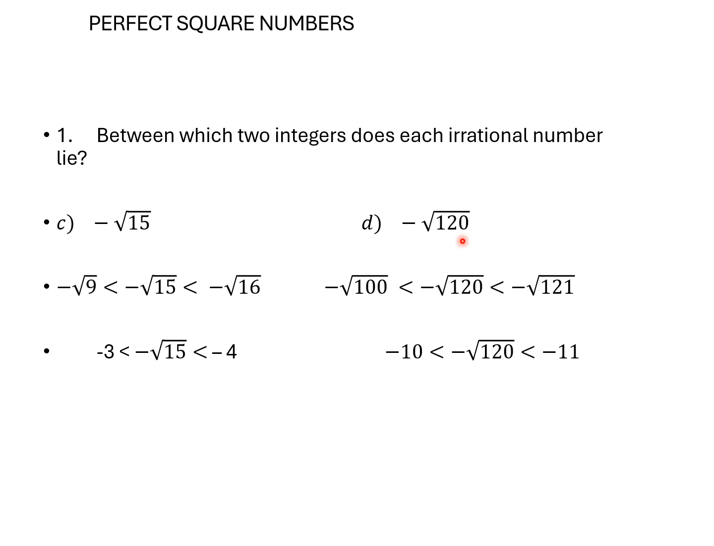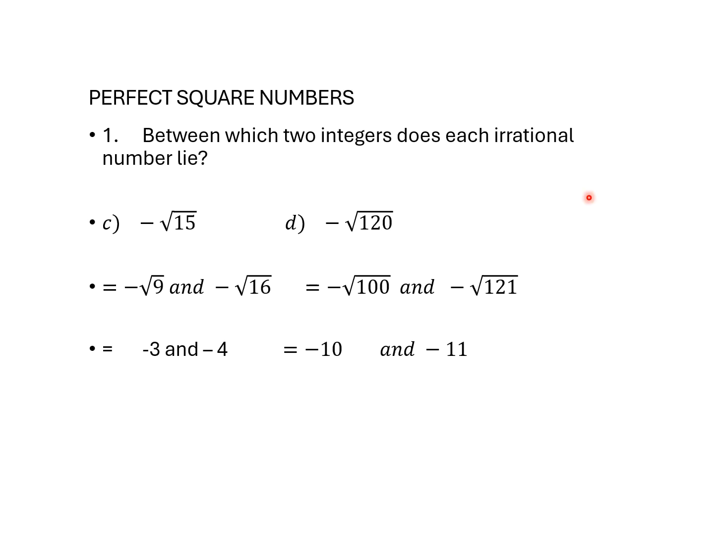Negative square root 120 is greater than negative square root 121 and less than negative square root 100. Those are the two perfect squares. Square root 100 is negative 10. Square root 121 is negative 11. So negative square root 120 is between negative 10 and negative 11. Alright, I hope you follow. Let's look at the next set of problems.